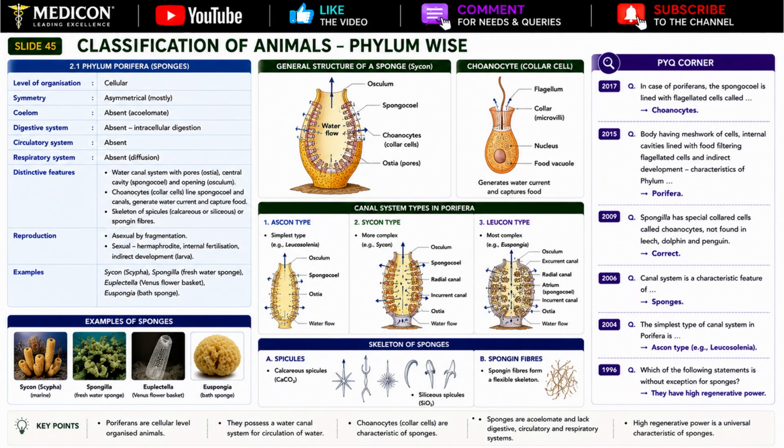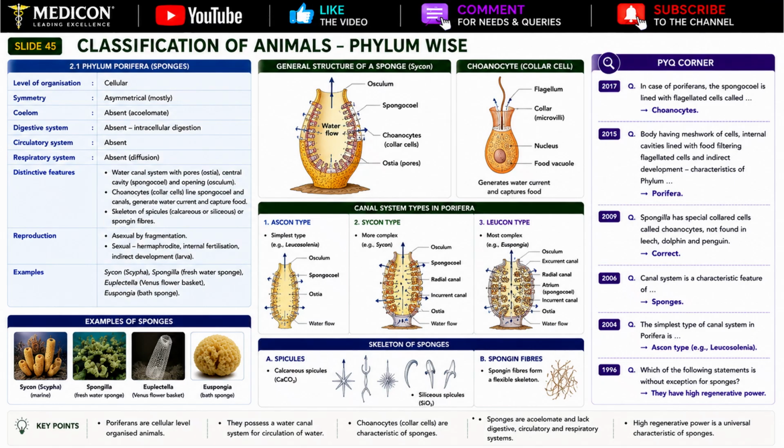Choanocytes, also called collar cells, line the spongocoel and canals, generate water current and capture food. Skeleton of spicules, that is calcareous or siliceous, or spongin fibers, are present in the sponges, that is called Porifera phylum. Reproduction: asexual by fragmentation, sexual, hermaphrodite, internal fertilization, indirect development, larva.